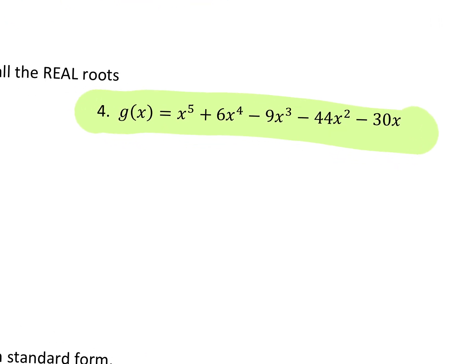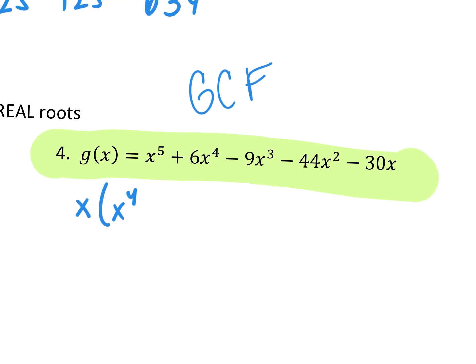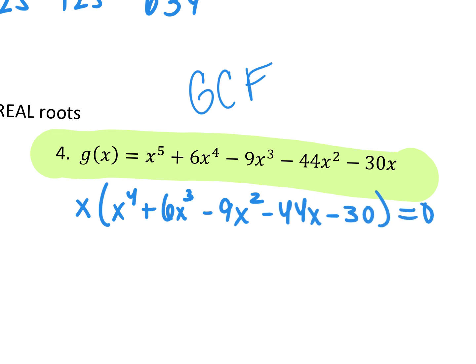Now, there isn't a constant here, is there? No. But when you have any of these problems, what should you do first? You should try to factor it. So when we factor, what's the first thing we look for? A GCF. Is there a letter and or number that every single term has in common? X. If I take out the x, I then have x to the 4th plus 6x cubed, sorry, minus 9x squared minus 44x minus 30 equals 0, correct?